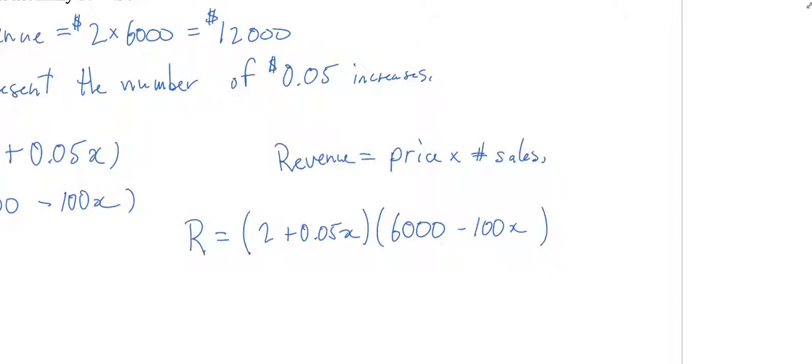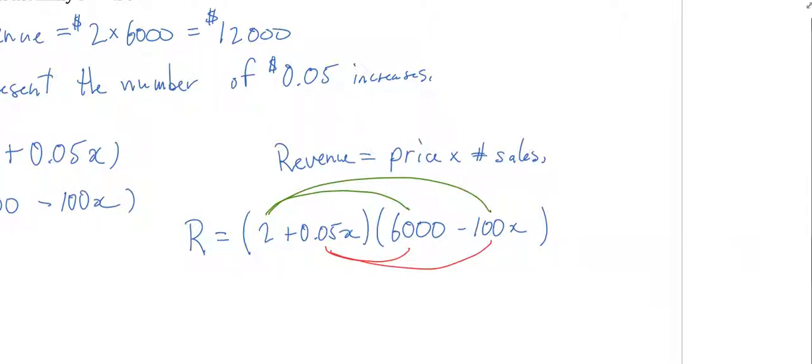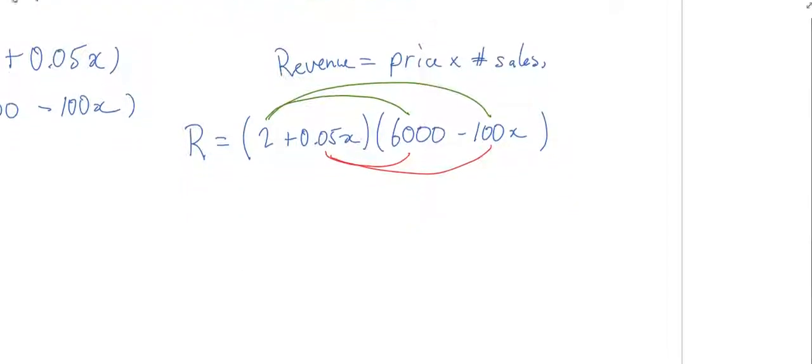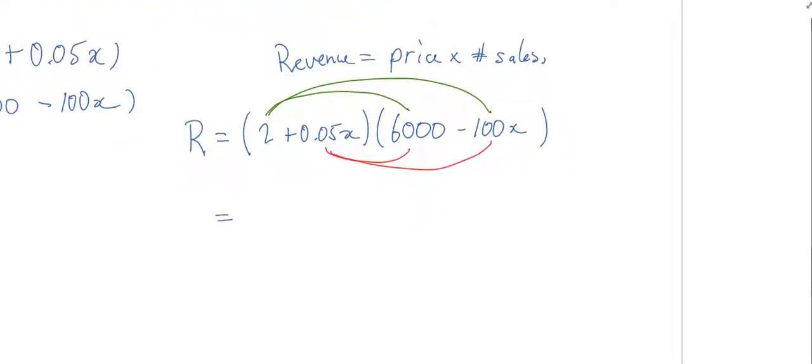2 times 6,000 is 12,000. 2 times negative 100 is negative 200x. On my calculator, 0.05 times 6,000 gives me 300, so that's plus 300x. And 0.05 times negative 100 is negative 5, and be careful, x squared. You've got to have an x squared term in there somewhere, right?